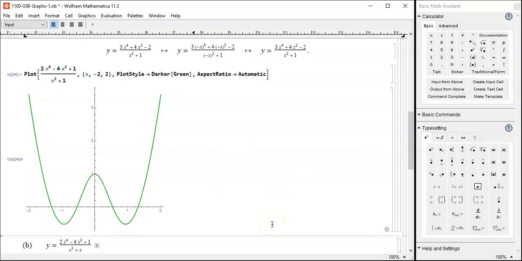Does it look like you have a symmetry with respect to the x-axis? Yes or no? Symmetry with respect to the y-axis? Yes or no? Symmetry with respect to the origin? Yes or no?